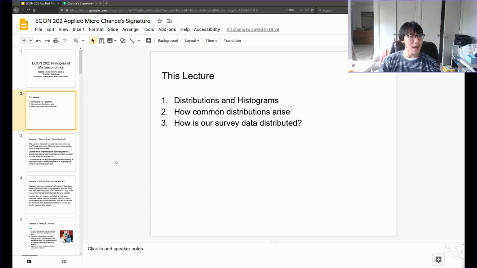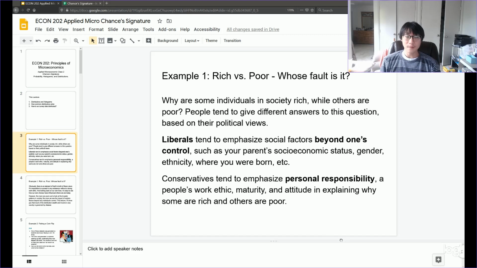Okay, so I want to start off by giving you two seemingly unrelated examples. The first example is an age-old political question, having to do with what determines people's incomes. Why is it that some individuals in society are rich, whereas others are poor? Now, people from different sides of the political spectrum will tend to give you different answers to this question. Liberals will tend to emphasize, for example, social factors that are beyond an individual's control: how rich your parents were, your gender, your ethnicity, where you were born. And they'll say that these factors go a lot towards determining your income.